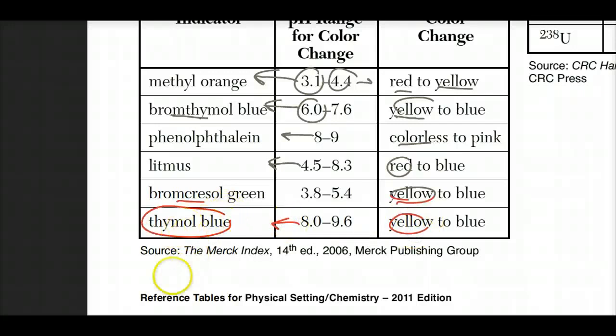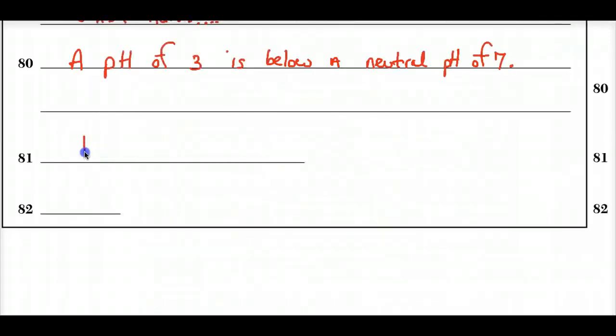I'll pick thymol blue. Again, reading these, you can clearly see that the bromocresol green, the thymol blue, and the bromothymol blue will all be yellow at a pH of 3. So I picked thymol blue, but you certainly could have done bromocresol green and bromothymol blue, but I picked the one that was easier to spell. Okay, you know that.